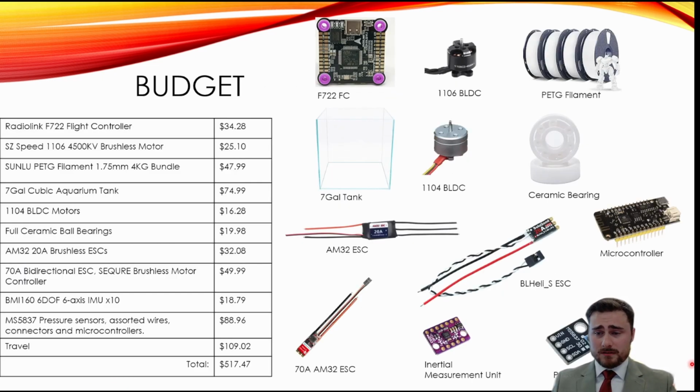And then for my budget, I was awarded about $518 from the Eagle Spur grant. The majority was used for equipment, and I'm currently waiting to be reimbursed on travel. The main costs of the budget came from the testing tank, the PETG filament, brushless motors, and the multiple ESCs. So I had to test a few brushless motors and a few ESCs to see what worked best for my project.